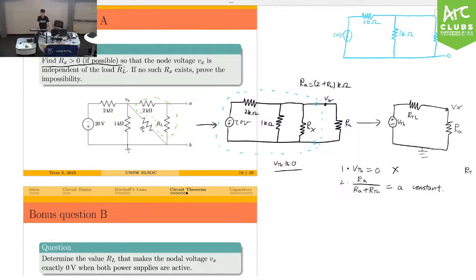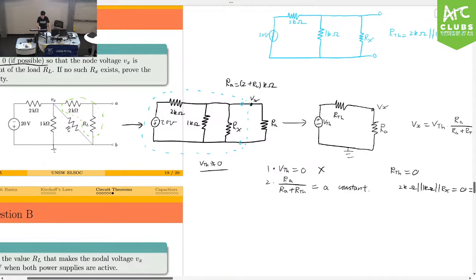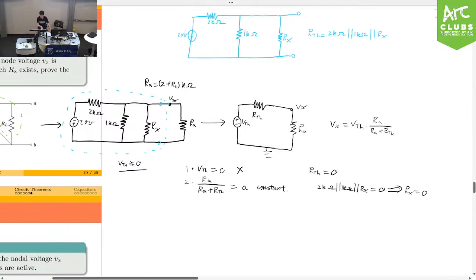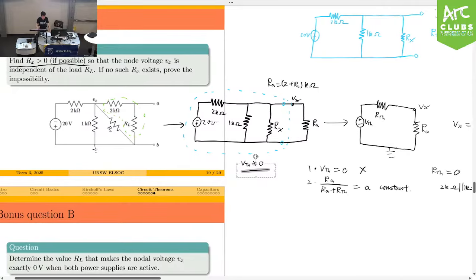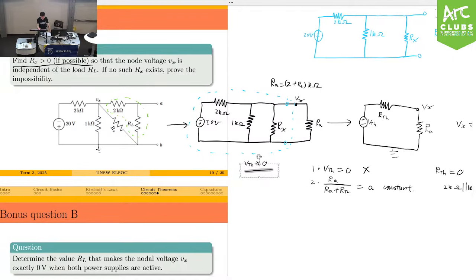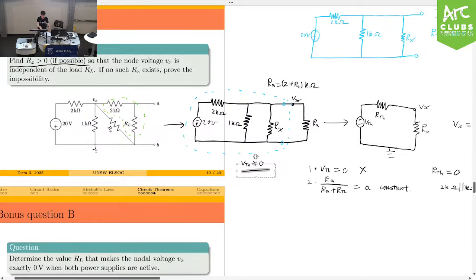Yes? I don't understand why RTH is 0. Oh, RTH is 0, okay, cool. So in this case, remember we're allowed to change around, so when they say Vx is independent of the load RL, it means that when we change around RL, Vx is going to be constant, right? Basically changing around RL is the same as changing around RA, because RA is just 2 plus RL.